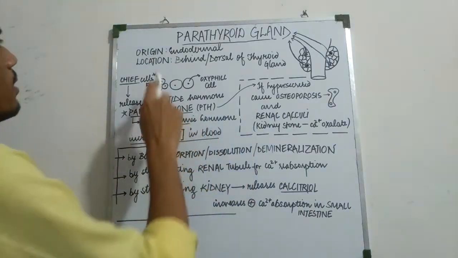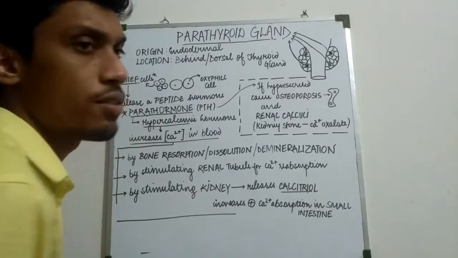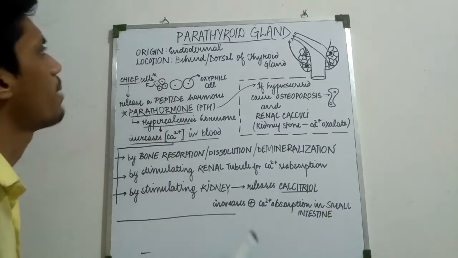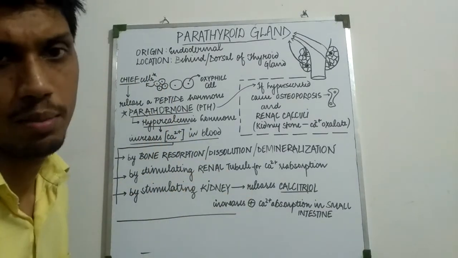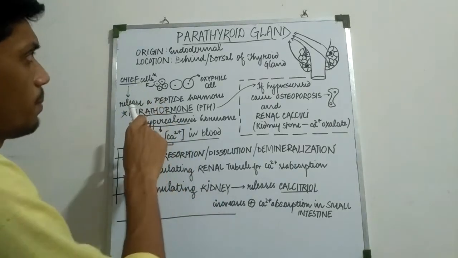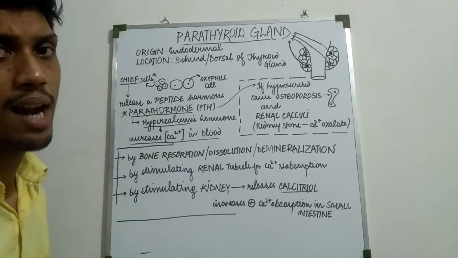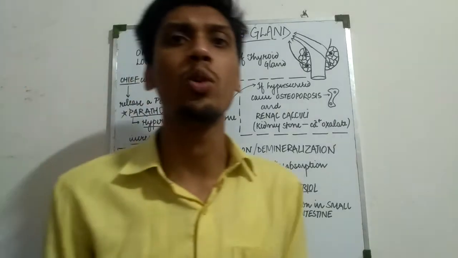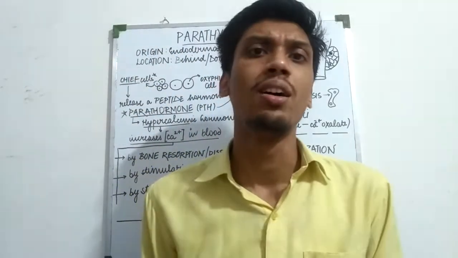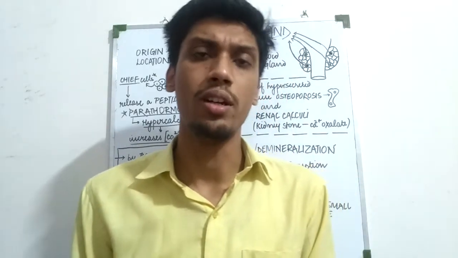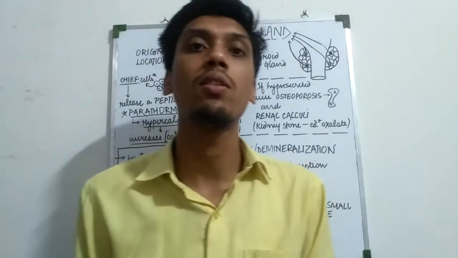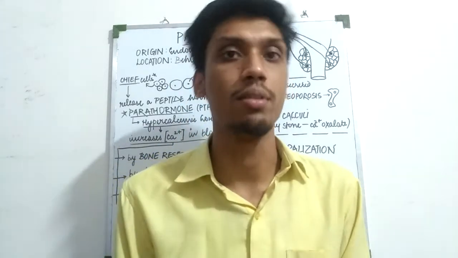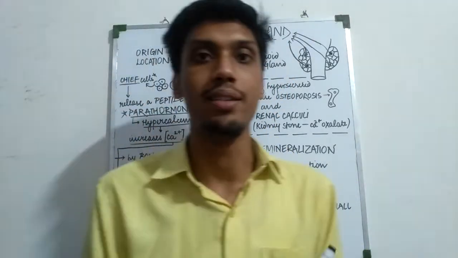Now, the second thing that needs to be considered is the origin. The origin of the parathyroid gland is endodermal. There are three germ layers, as you all might know: ectoderm, mesoderm, and endoderm. This gland is a consequence of the third layer, the inner layer, that is endoderm. So this is endodermal in origin.